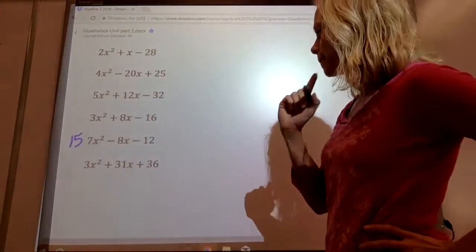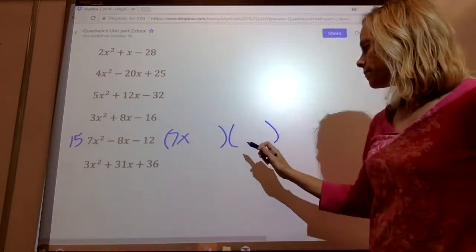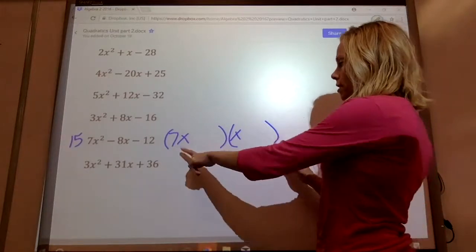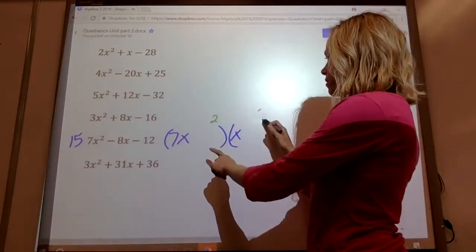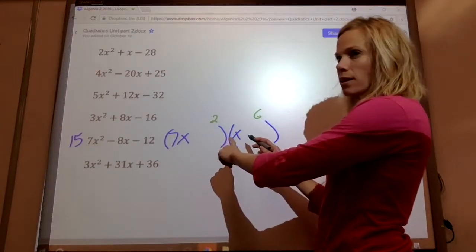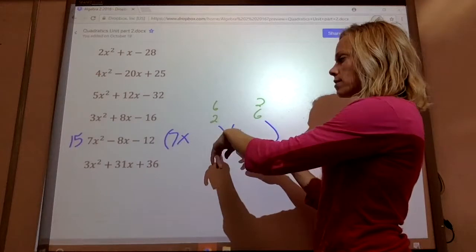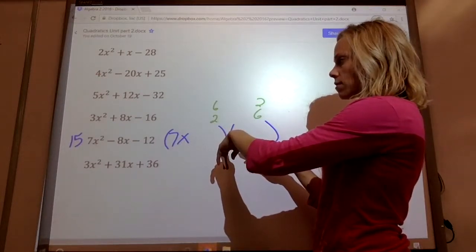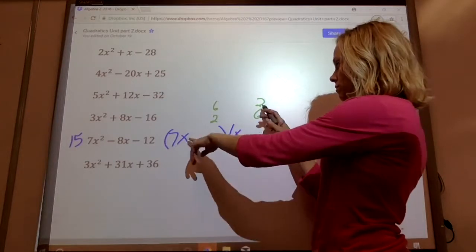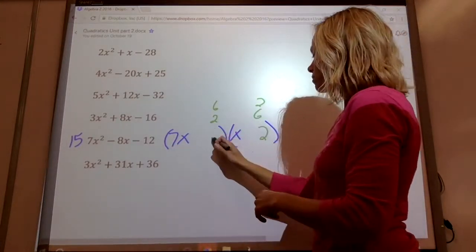So my last example, 2 and 6. Well, I have 7, right? So what outer, inner? So that would be 42 and 2. You can't get an 8 out of that. So let's try this. What do you mean? 14 and 6. Where are you getting 14? 7 times 2. What? You're not making sense.